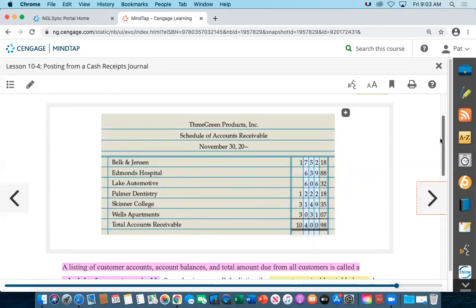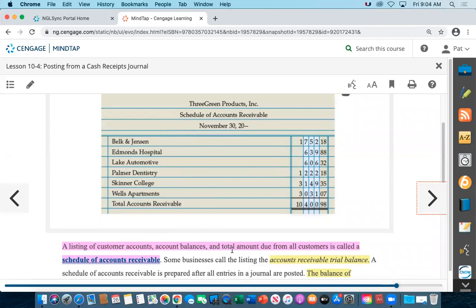Last chapter we did a schedule of accounts payable, which gave us all the balances of what we owed. This is a schedule of accounts receivable, a balance listing of all the people that owe us money. A listing of customer account balances totaling the amount due from all our customers is called the schedule of accounts receivable. It might also be called the accounts receivable trial balance.